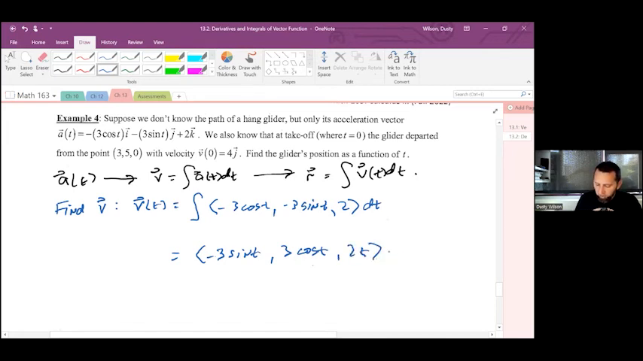And then we have to, of course, add in our first constant. This is a vector. And I say first constant because I know I'm going to have to integrate a second time to find the position function. Okay, so we found v. And the second part of this is to find v, including its constant.